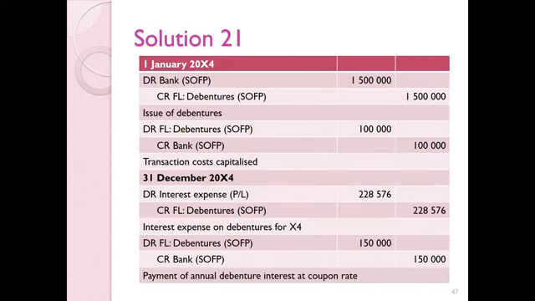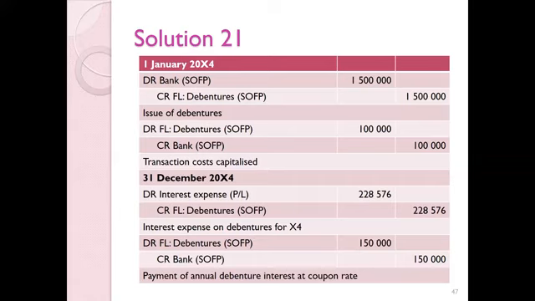When we get through to our journal entries, we now want to firstly recognize our financial liability on the initial date of issue, which is the 1st of January 20x4. Debit bank, we're receiving this money of 1.5 million and we credit our debentures with 1.5 million. They then show in the following journal entry where they debit debentures with 100,000 and credit bank with 100,000 to show the capitalization of the transaction costs.